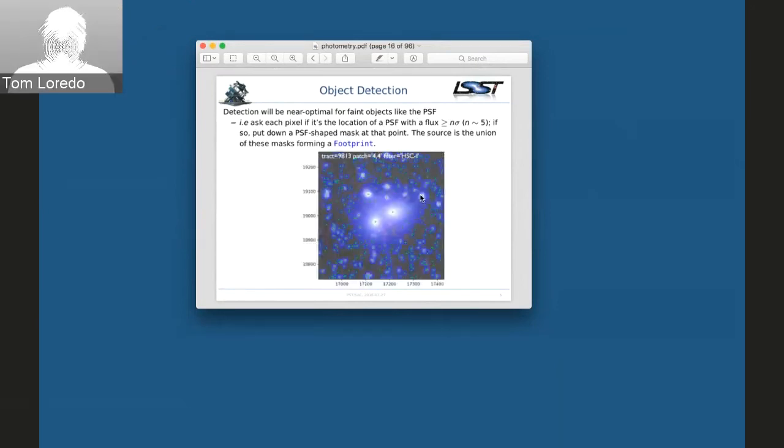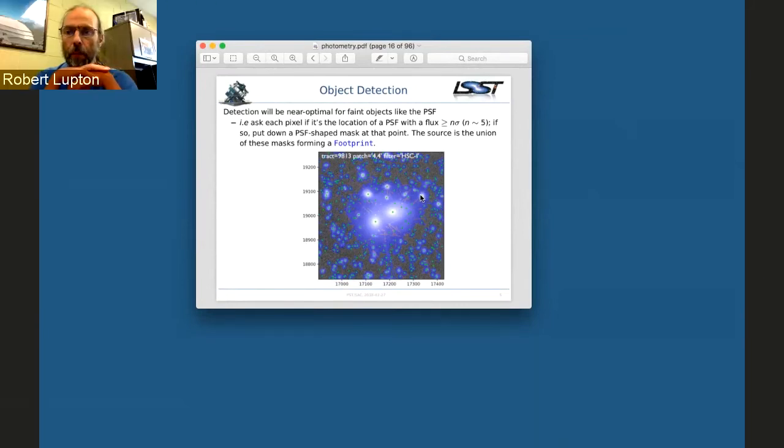Robert, when you say pixel here, do you really mean pixel, or have you gridded to subpixels? Yeah, okay, no, this is resampled onto the sky. In fact, this track 9813 patch 44 tells you it's a coadd. The pixel scale this has been regridded onto is very close to the native pixel scale, which is in this case 0.168 arc seconds.